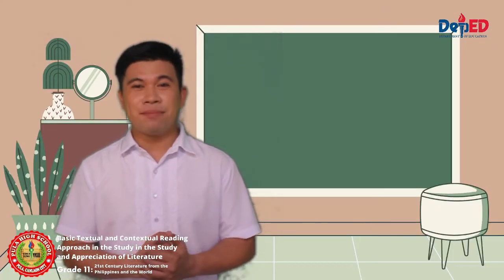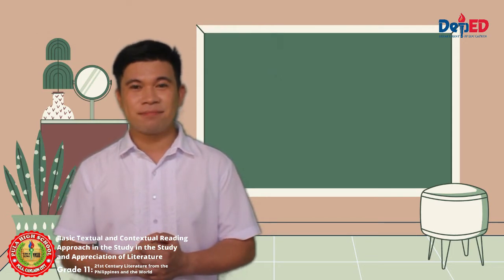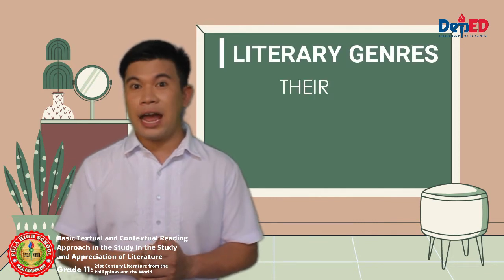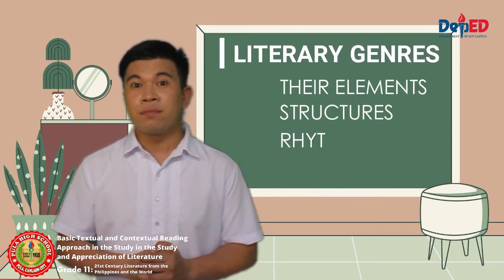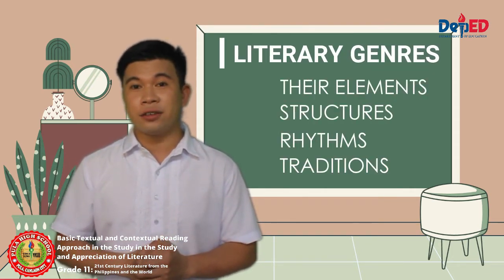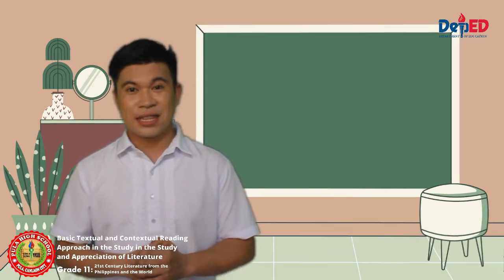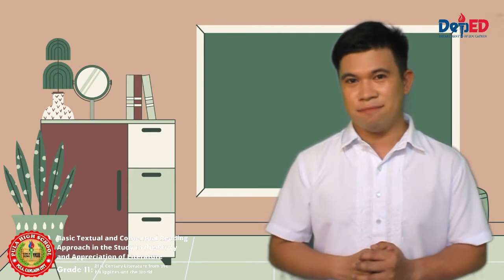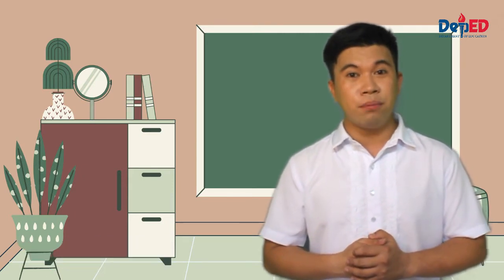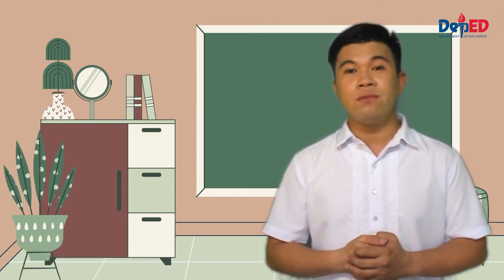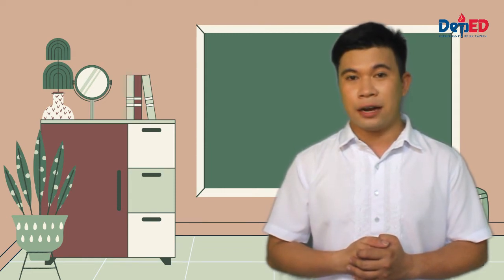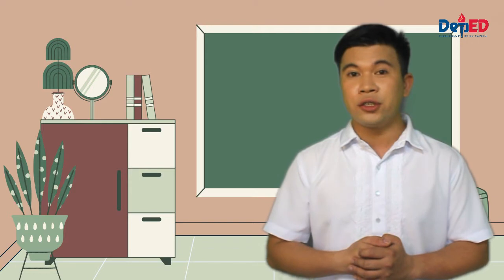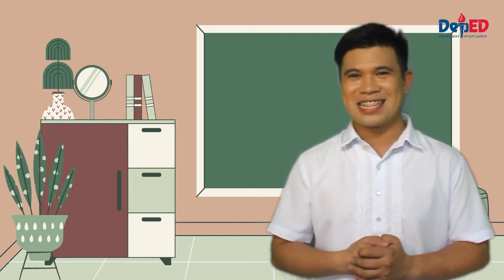Can you still remember our class yesterday? Great! We talked about literary genres, their elements, the structures, the rhythms, and their traditions across the globe. Now, we will recall your understanding by a game. I will present to you jumbled letters, and all you have to do is to unravel the jumbled letters. I will also read descriptions for you to solve the jumbled letters easier. Are you ready?